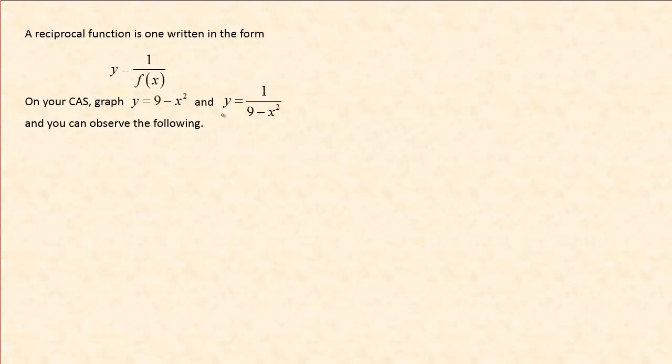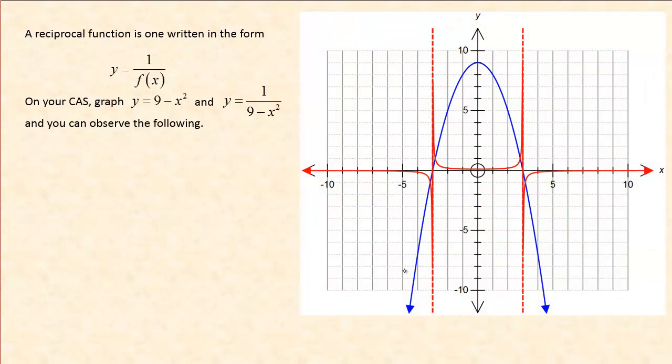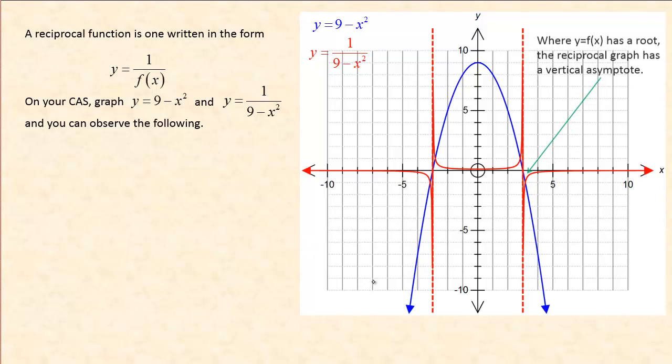So we've got y equals f of x, y equals 1 over f of x, and you can observe the following. Well, before we do any observations, let's get a picture of those two graphs here. The blue one is y equals 9 minus x squared, and the red one is y equals 1 over 9 minus x squared. There's a few things we'll note, and then we'll come back and make our observations over here.